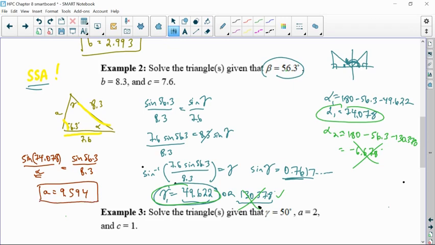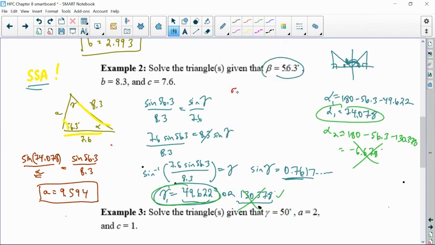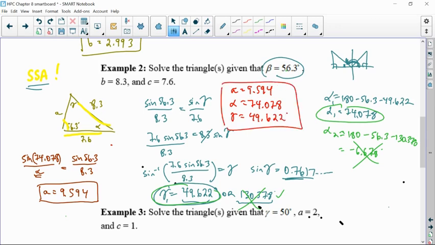So there I've solved for the missing pieces. I know I kind of solved all over the place, so if you wanted to put them all together: I found A to be 9.594. I found alpha to be 74.078. And then I knew that gamma was equal to 49.622. Okay, that's our first taste of the law of sines when we're in this situation, the side-side-angle.